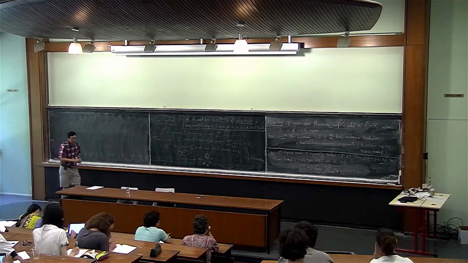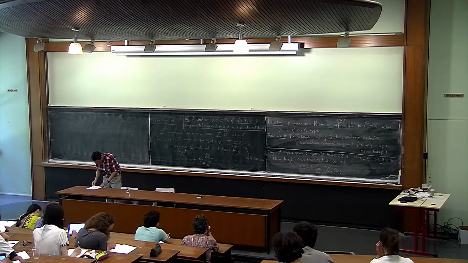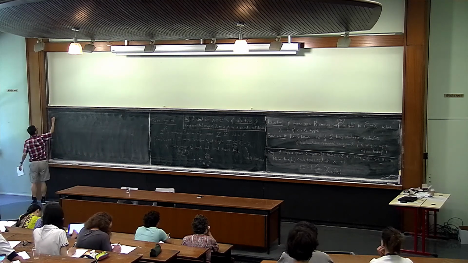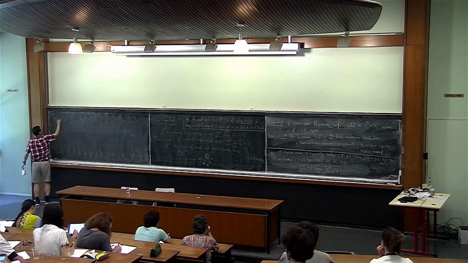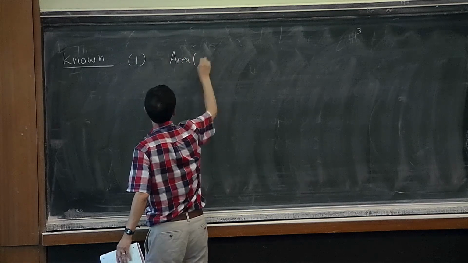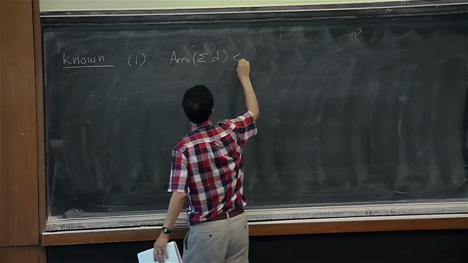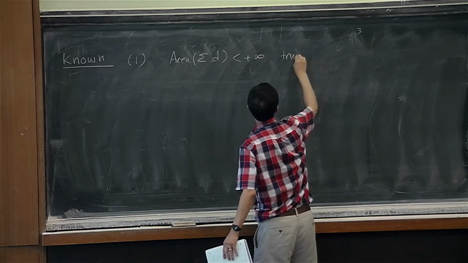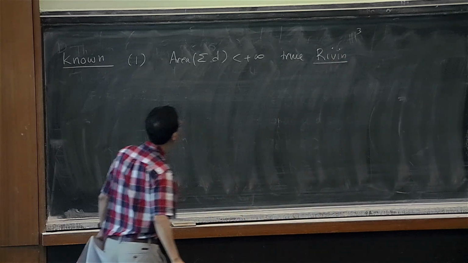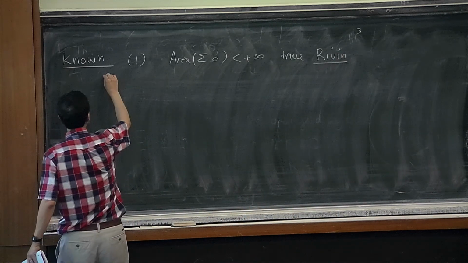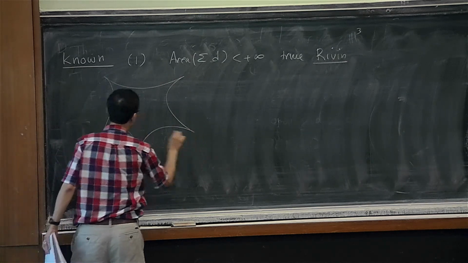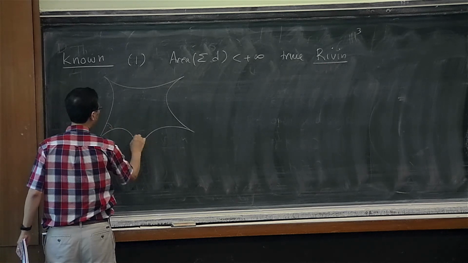So what is known about this conjecture? Well, the first case is if the area of the hyperbolic surface is finite, it's true by the work of Riemann. So Riemann proved a theorem which says that I give you any hyperbolic metric of finite area on a punctured surface.